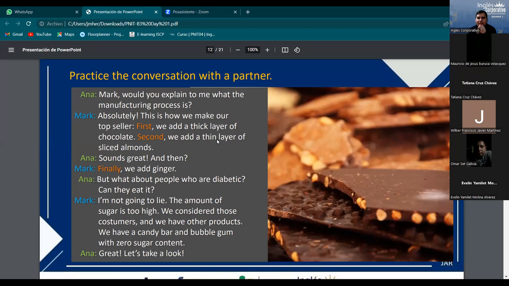Absolutely. This is how we make our top seller. First, we add a thick layer of chocolate. Second, we add a thin layer of sliced almonds. Sounds great. And then? Finally, we add ginger. But what about people who are diabetic? Can they eat it? I'm not going to lie. The amount of sugar is too high. We considered those customers and we have other products. We have a candy bar and bubble gum with zero sugar content. Great. Let's take a look.